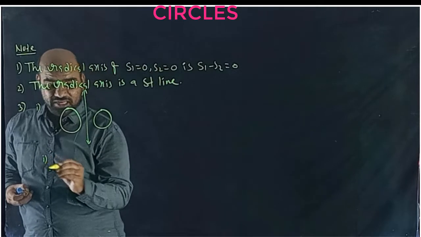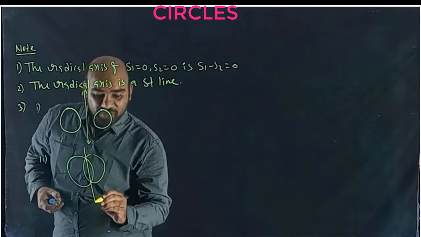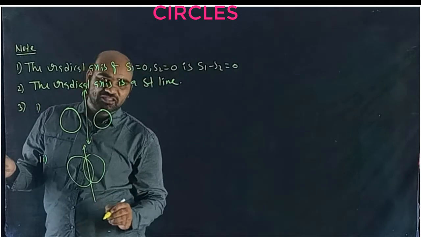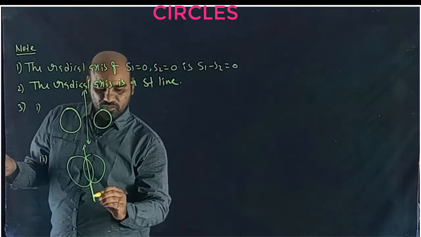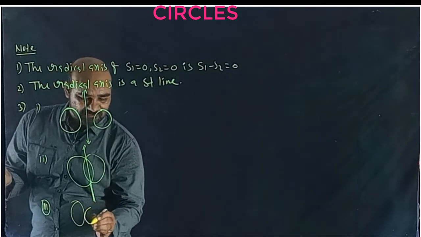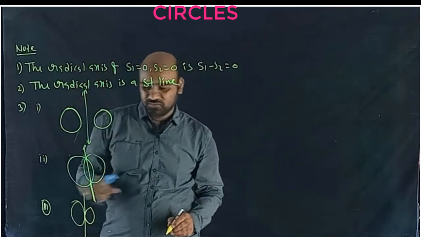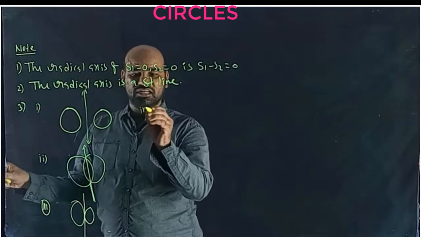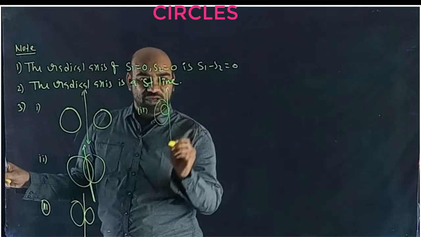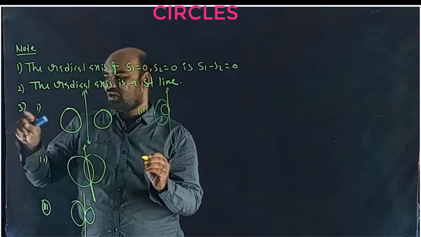If two circles intersect each other, important, the common chord becomes the radical axis. This is only the common chord, this is only the radical axis. Next, if circles touch each other, the common tangent becomes the radical axis. We should take care, here circles touch each other internally. In this case also, the common tangent becomes the radical axis. Okay, the fourth one. Here the third is completed. Fourth one.